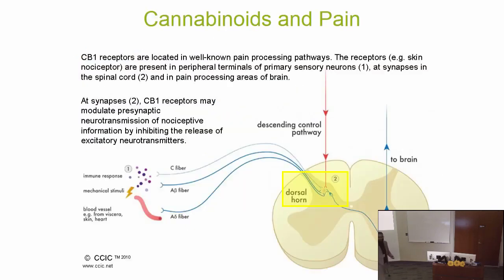So what about cannabinoids for pain? Remember several slides ago, I talked about this molecular braking mechanism. We're going to slow down signaling through the neurons. Well, CB1 receptors are located along those pain processing pathways in your spinal column, as well as in nociceptors in the skin and peripheral terminals. At the synapses, those CB1 receptors modulate pain processes and slow down the pain signals that would be traveling through the spinal column. And in that way, it's thought that cannabinoids modulate your perception of pain.